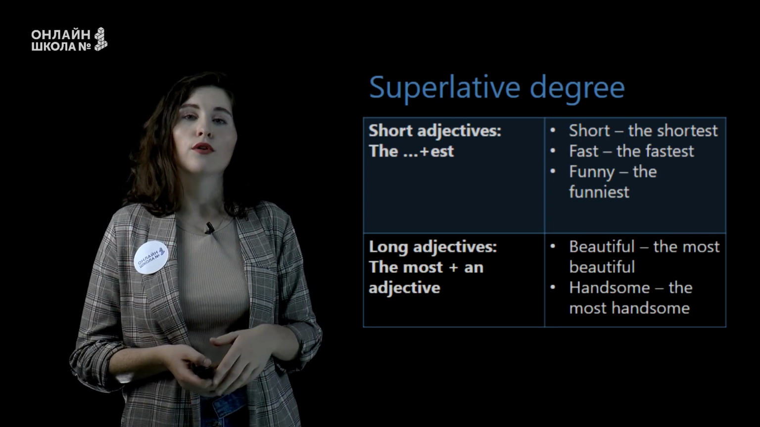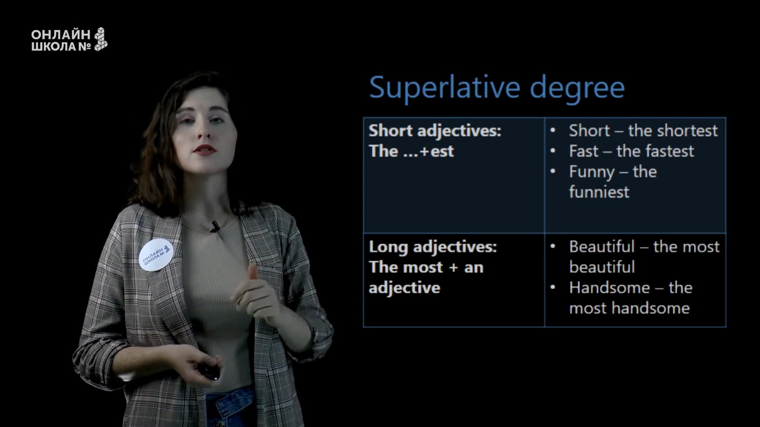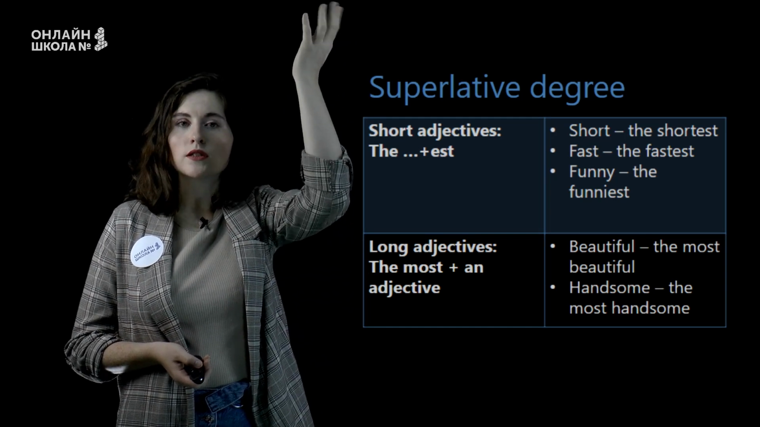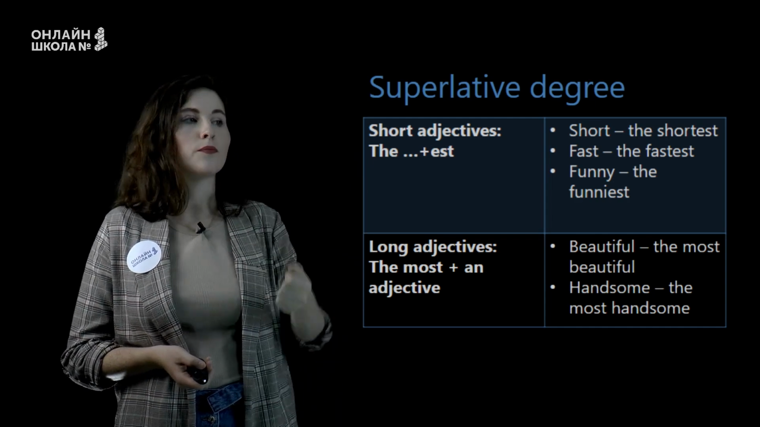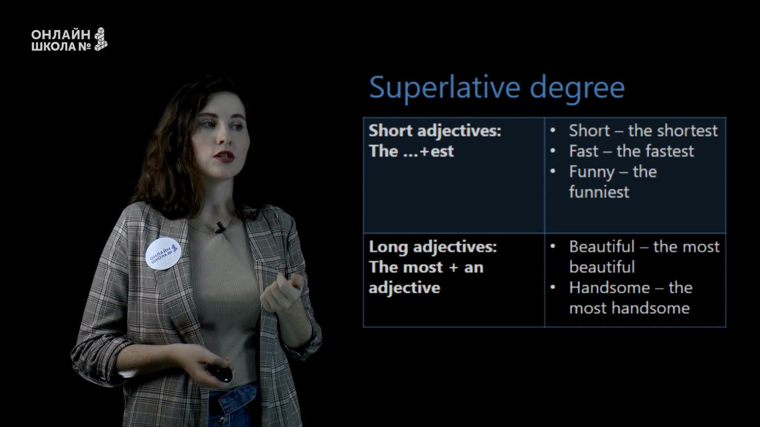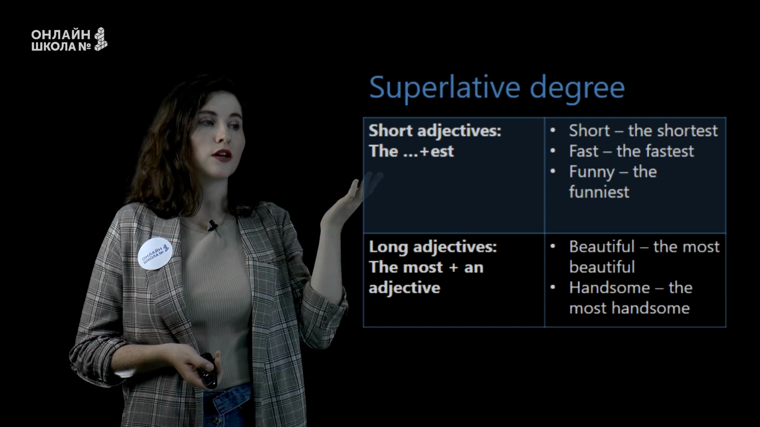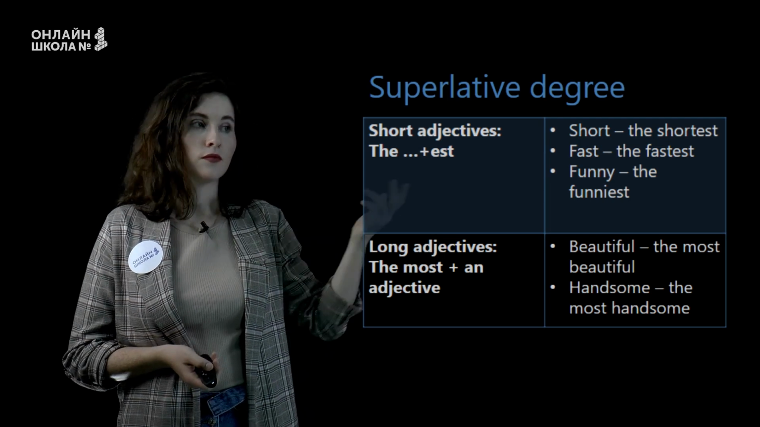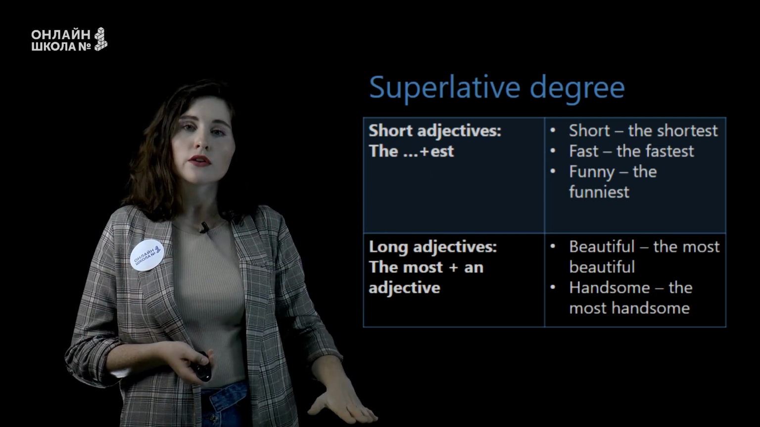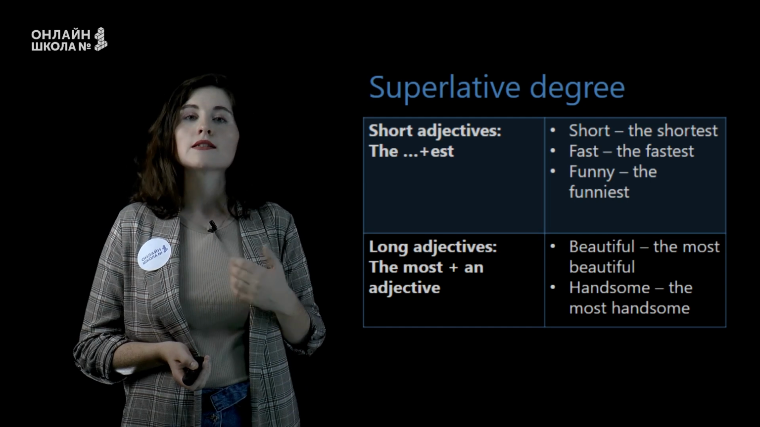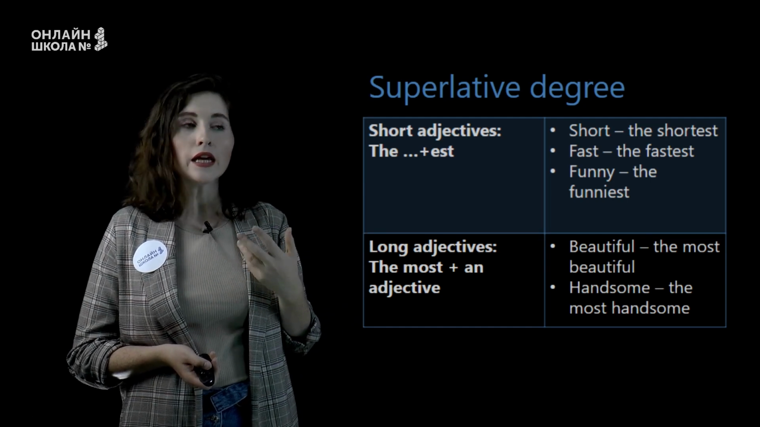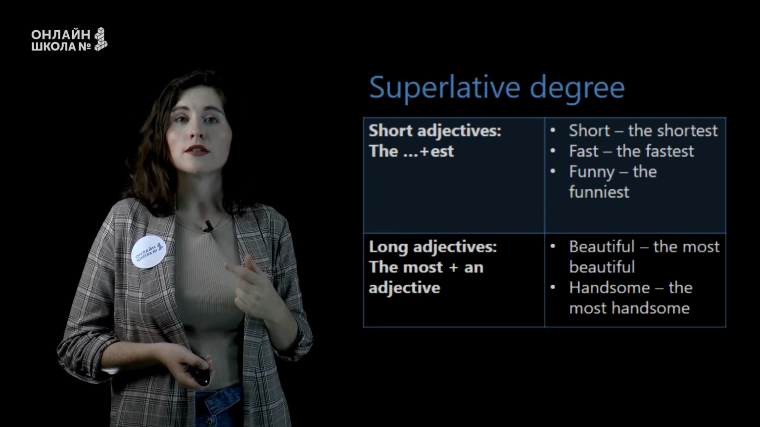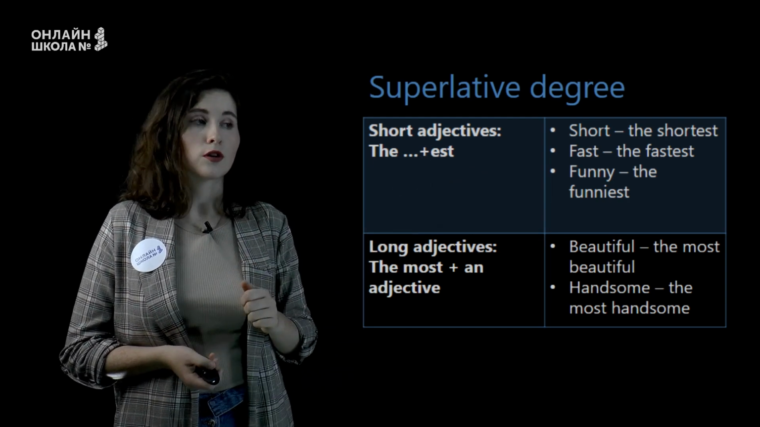Next type of a comparative structure is a superlative degree, when something is the best, the tallest, something is unique. With short adjectives, we use the plus adjective with the suffix est. Let's look. Short, the shortest. Fast, the fastest. Funny, the funniest. So we always use the definite article the before the form.